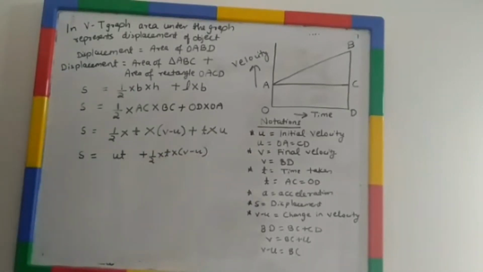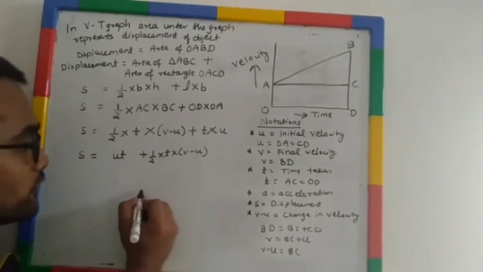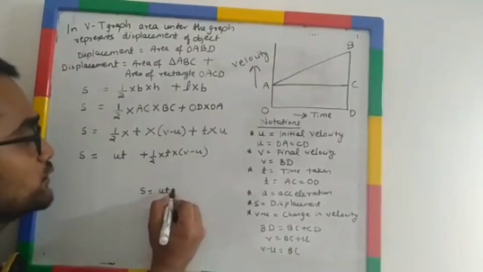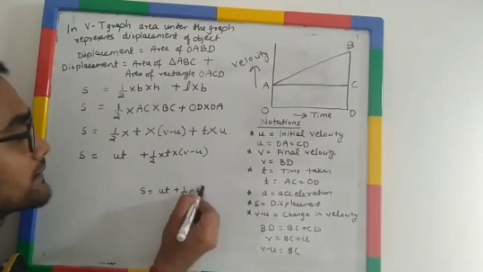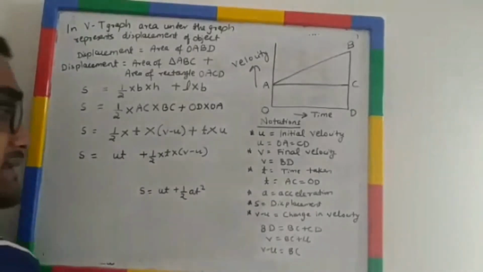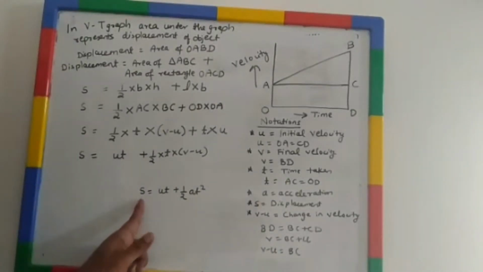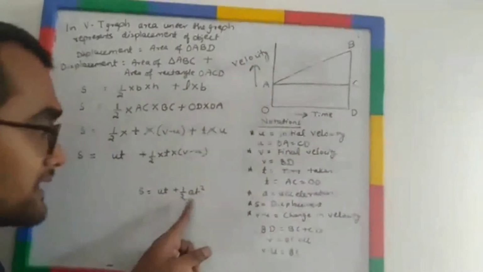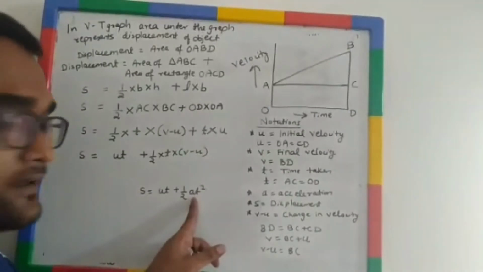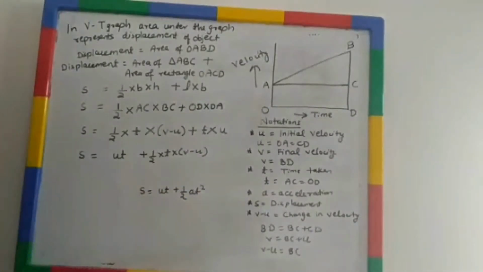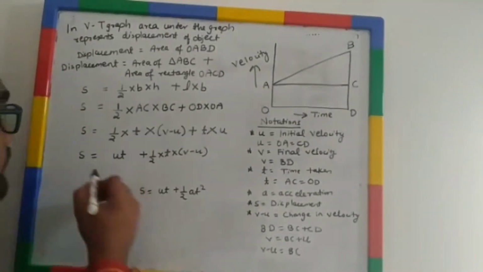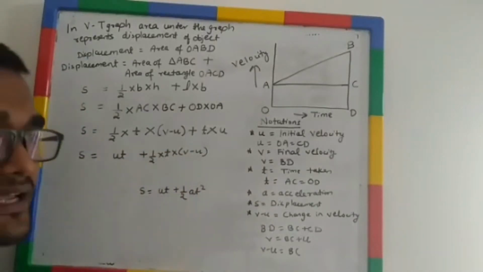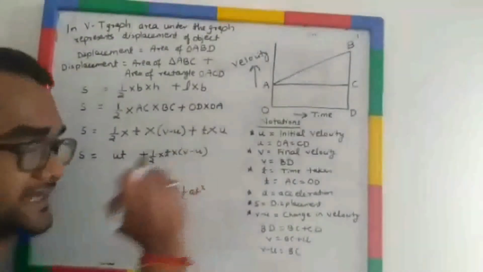The second equation of motion was S is equal to ut plus half at square. As you can see, there are total 4 factors. First one is S, displacement. Second one is U, initial velocity. Third one is T, time taken. And the fourth one is A, acceleration. In this equation, V is not available. So while deriving this equation, we will try to eliminate V from this line.